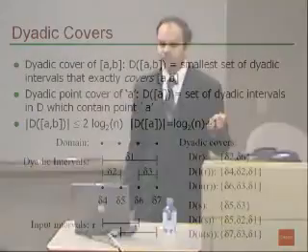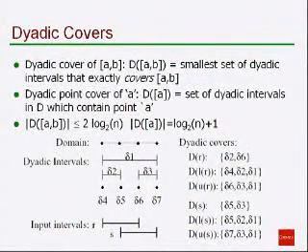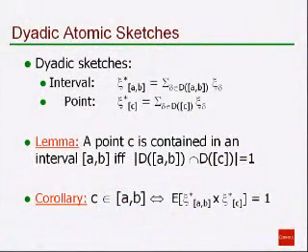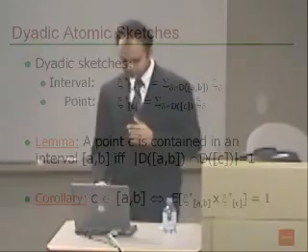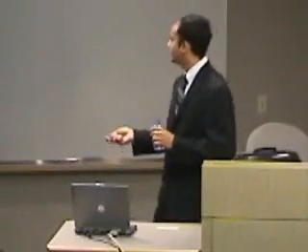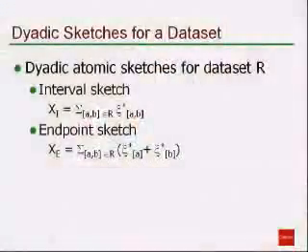And the key observation here is that a point C lies in an interval AB if and only if the dyadic covers of the point and the interval contain exactly one common element. So going back to this example, the upper endpoint of R lies in S because the dyadic cover of the upper endpoint of R and the dyadic cover of S contain exactly one common element, which is delta 3. So based on this observation, you can show that the point C lies in an interval AB if and only if when you multiply the corresponding dyadic sketches, you get a count of 1 in expectation, otherwise you get a count of 0.